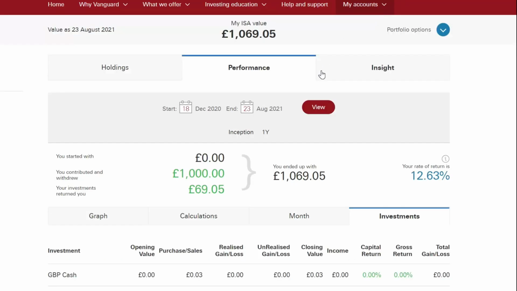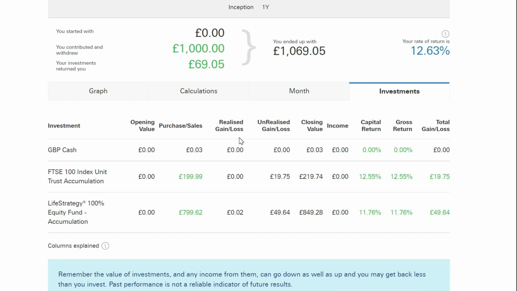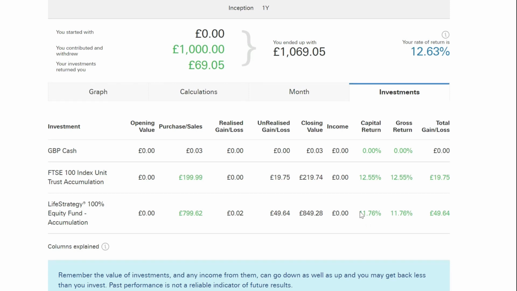And if we click on investments here, you can see that a little bit better split between the two different funds that I hold. So you can see there that I've actually purchased £800 of this Life Strategy Equity Fund and only £200 of this FTSE 100 Index Fund. And you can see there a little bit better that actually the capital return is 12.55% versus 11.76% over here in the Life Strategy Equity Fund.